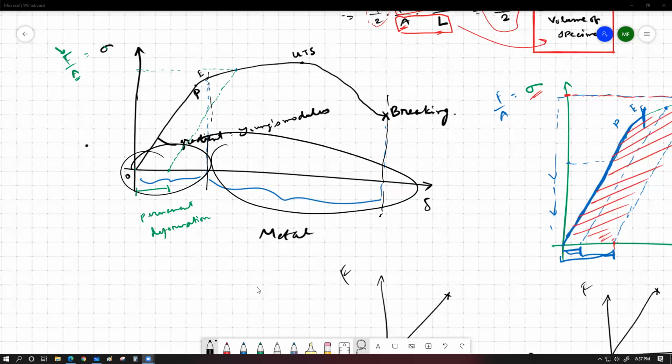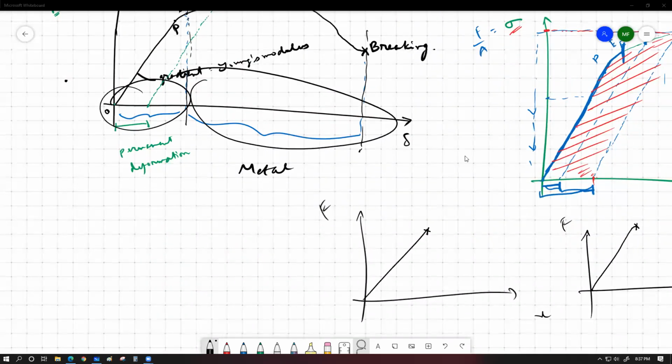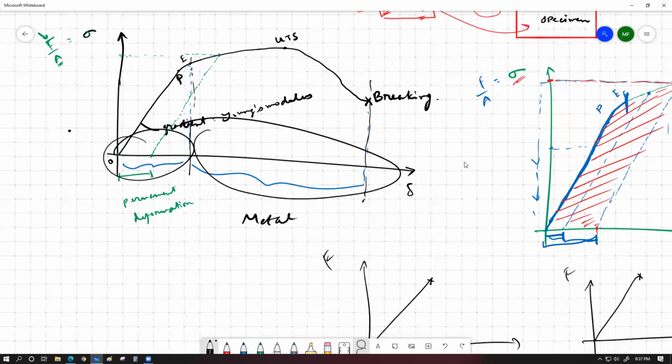Here, sir, strong ductile materials are those which can withstand, which have a huge plastic region, and malleable are those which have a huge plastic region. I think I messed up, sir. Which one is ductile and which one is malleable, sir?